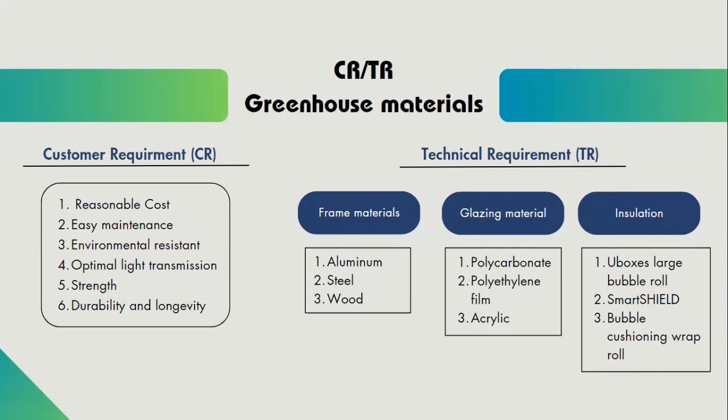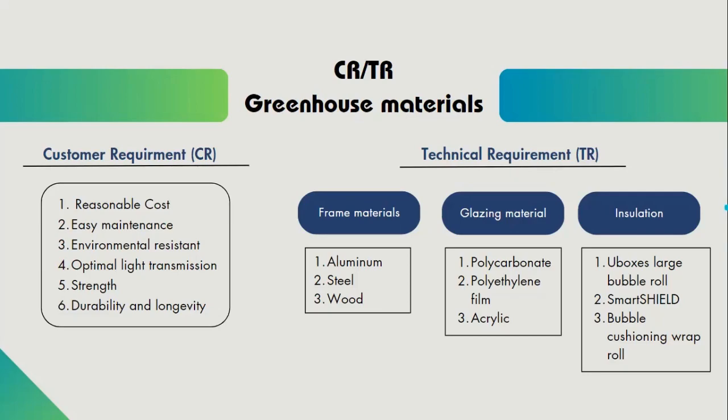To fulfill these needs, we have the technical requirements that we separate into three main categories. The first one is the frame material, for which we have three choices: aluminum, steel, and wood. The second is the glazing material: polycarbonate, polyethylene film, and acrylic. And for the insulation, we also have choices: the first one is U-box bottom roll, then smart seal, and the last is bubble cushioning wrap roll.